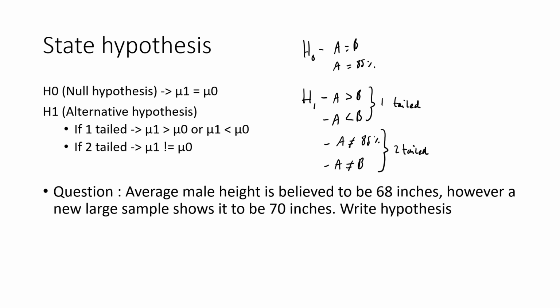How I would write this is I do H0 and H1. I would write mu, the mean average male height, is commonly believed to be 68, but what the sample shows is that it's greater than 68. So I would write mu is greater than 68, and that would be my hypothesis.